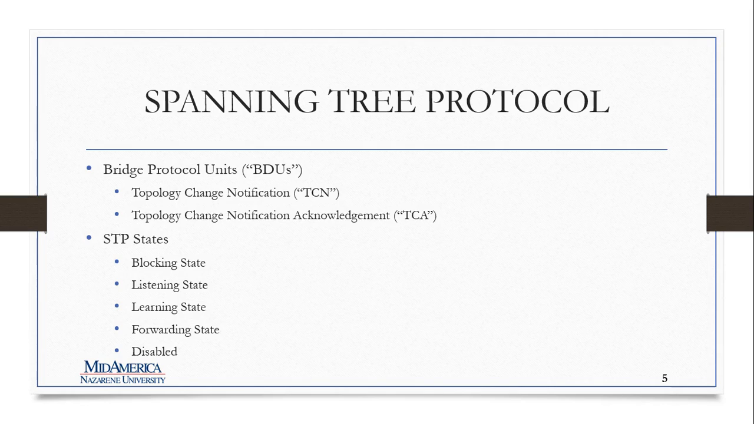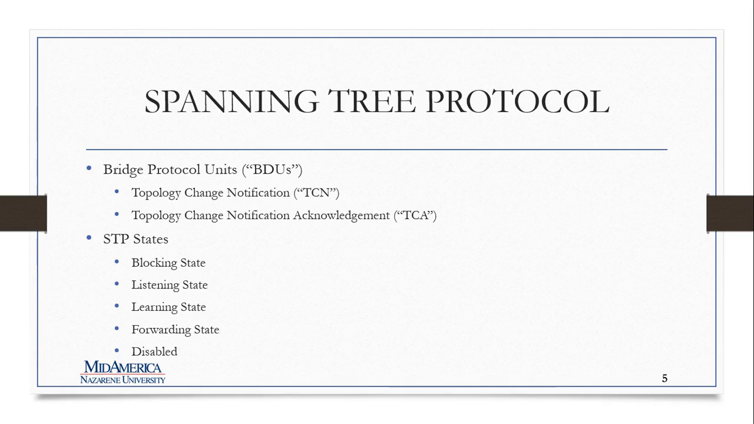There are two other types of packets that can come from the switch. These are TCN and TCA. Topology change notification, TCN, is used to indicate that there has been a change in the switch network topology. Topology change notification acknowledgement, TCA, is an acknowledgement from another switch that the TCN has been received.